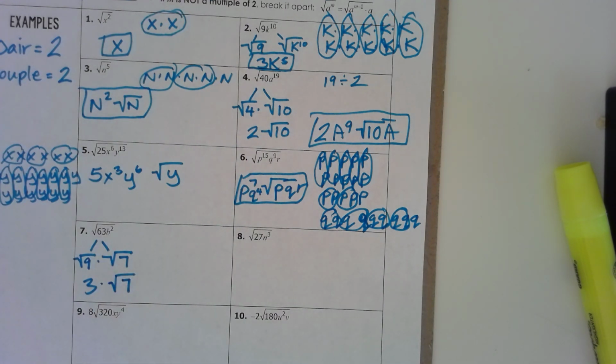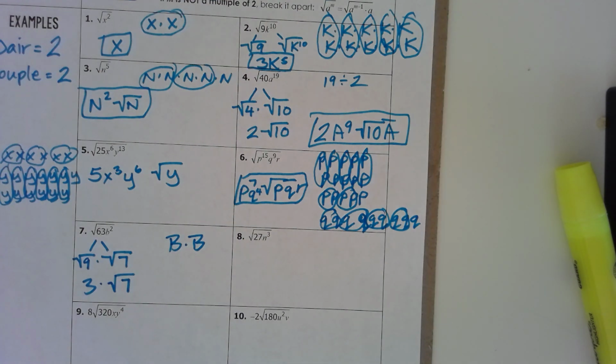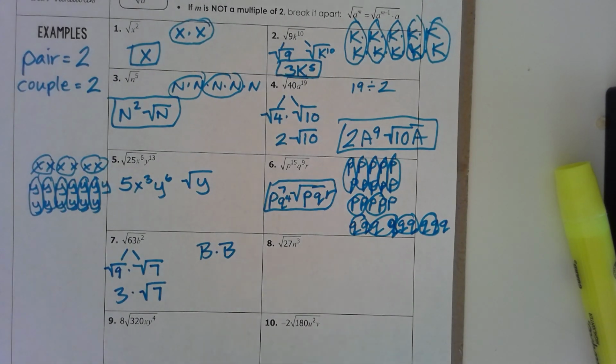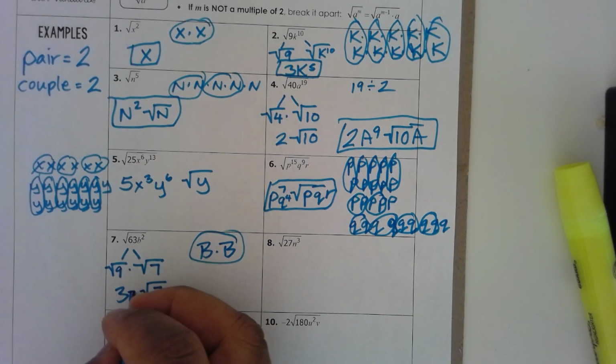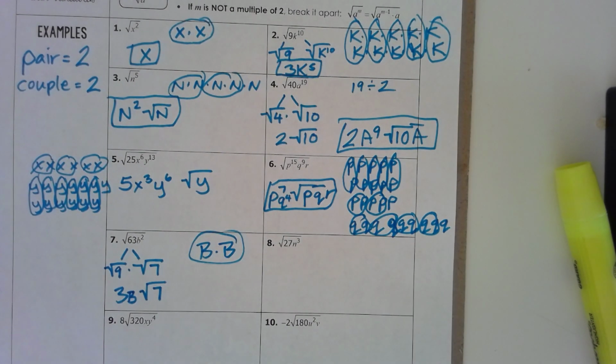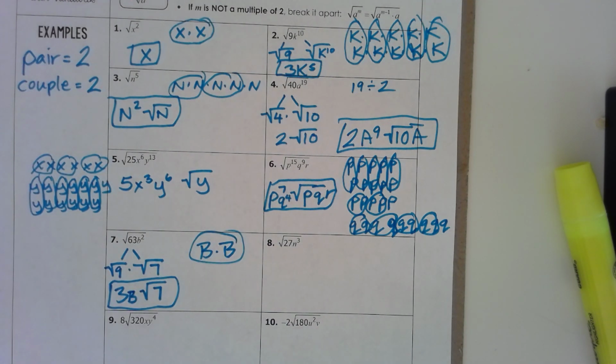But I still have that b to the second power, don't I? So I could write it out twice. How many pairs or how many couples do you see? Well, just the one. And then that couple gets to go out on a date. So I have 3b square root of 7.